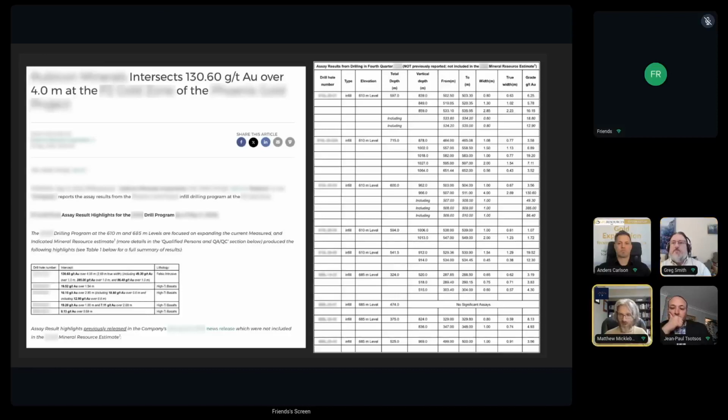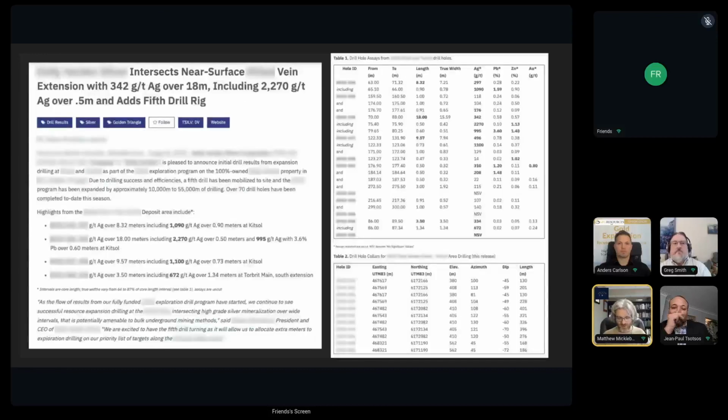Excellent. Okay, good. So I think that probably covers it. Anders, I'll let you take first crack on the next one. We'll switch slides here. Okay, so here it is. Anders, take a second. Intersects near surface vein, 342 grams per ton of silver over 18 meters. Take a look, and what do you see there? What grabs your eyes, good or bad, there, Anders?